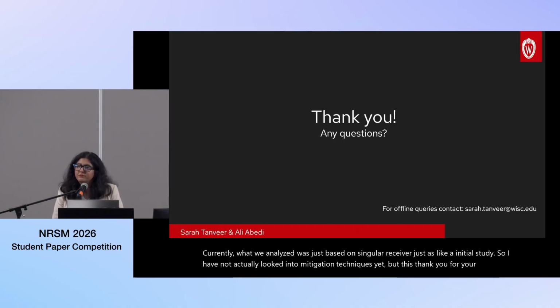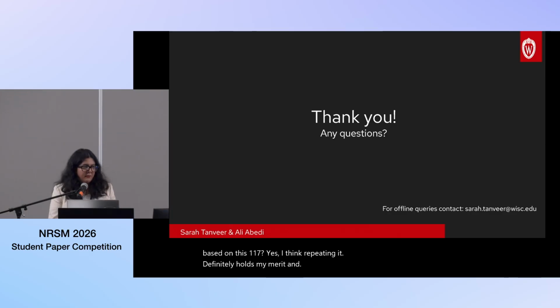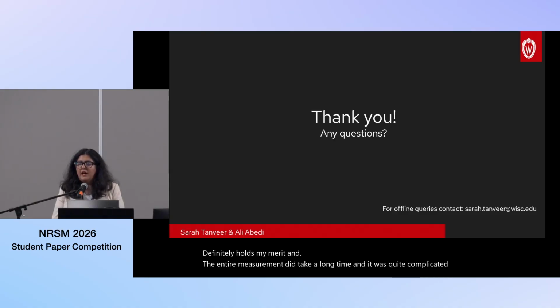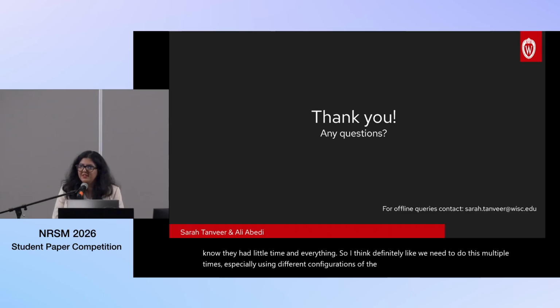So you did one simulation, like one incident of this path, right? Yes. Do you think you can make a conclusion based on this one set of data? Yes, I think repeating it definitely holds merit. The entire measurement did take a long time, and it was quite complicated to set up. I know they had little time and everything. So I think we definitely need to do this multiple times, especially using different configurations of the telescopes. Yes, thank you for your question.